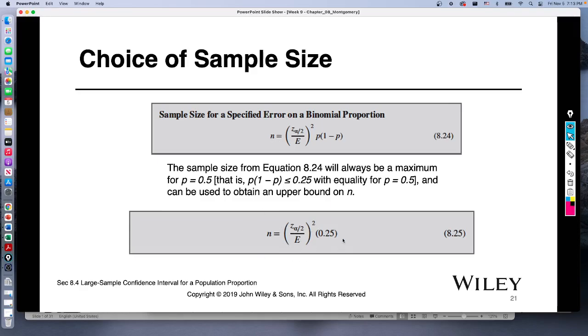And so some researchers will say, hey, forget this binomial thing. Let's just use this one down here. And it says we need 300. We go get 300. Okay.